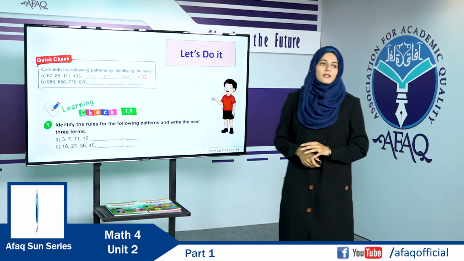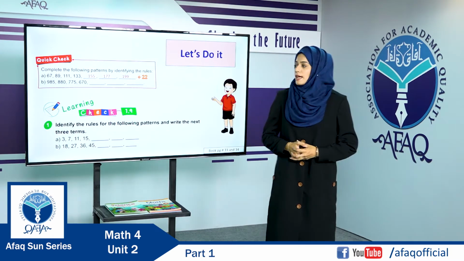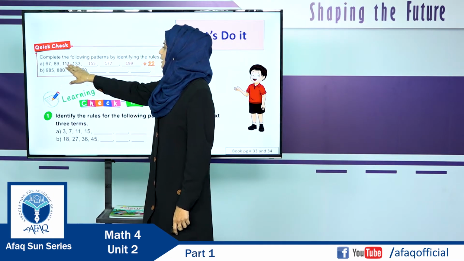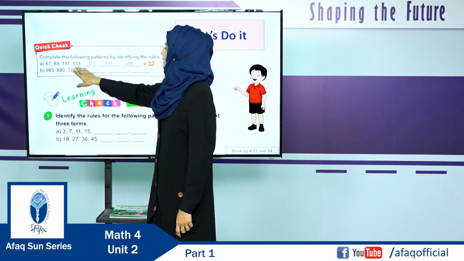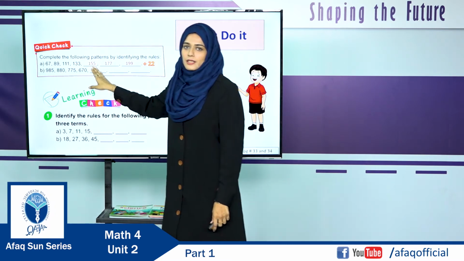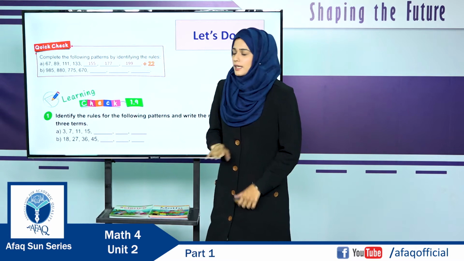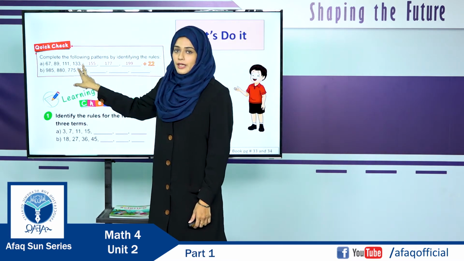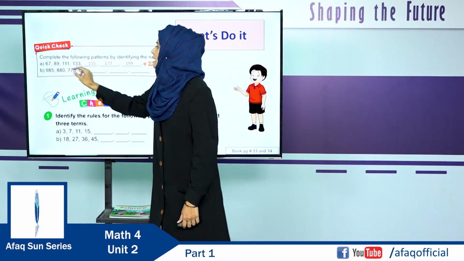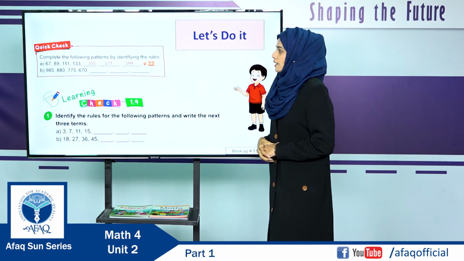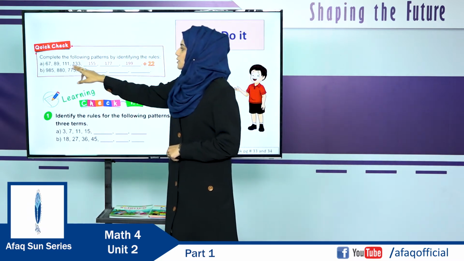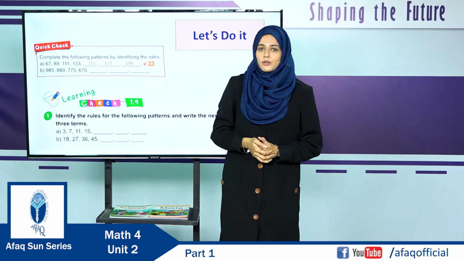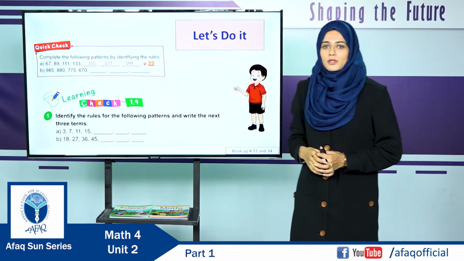Okay, here are other examples of the pattern question. Let's see part number A. The terms are 67, 89, 111, 133. We have to find the missing terms. Again, it's an increasing pattern because the terms are getting greater: 67, 89, and so on. So, here, if I add plus 2 to these terms, then I will get the remaining part. So, solve the rest of the sheet on your own.